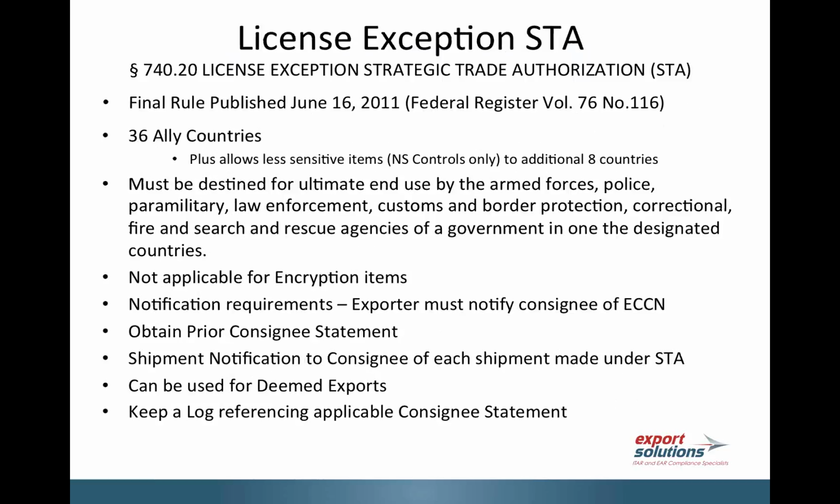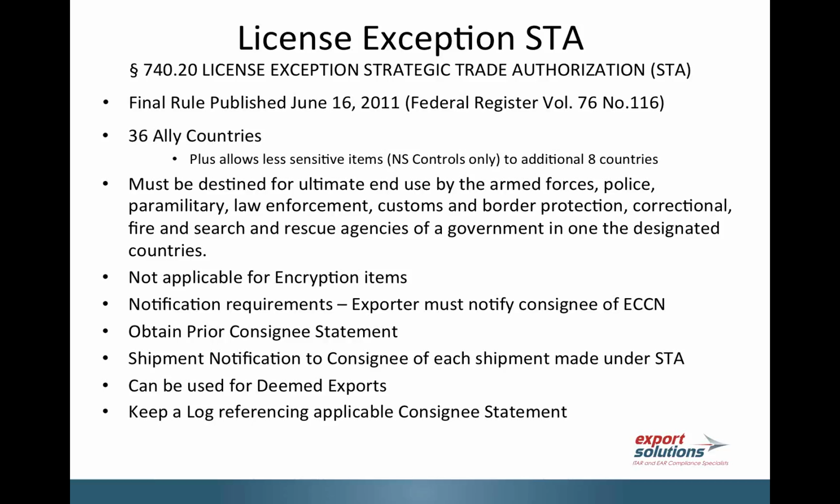Now, we talked about license exception STA. That's where it was finally published. 36 allied countries we mentioned. It's for less sensitive items with national security controls only, to an additional 8 countries that weren't there before. So 36 is the increased number. There are some limitations. It's got to be destined for the ultimate end use by the armed forces, police, paramilitary, etc., of a government in one of the 36 countries. It's not applicable for encryption items.